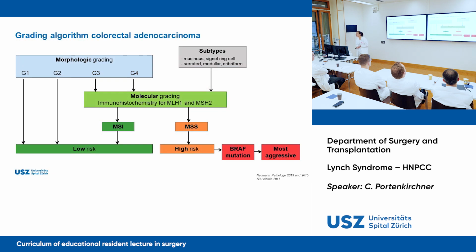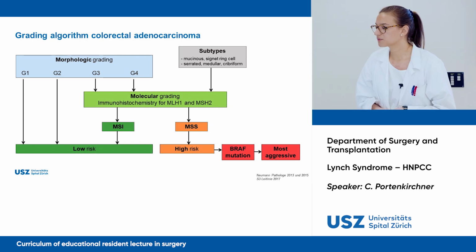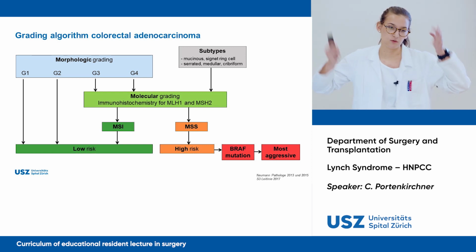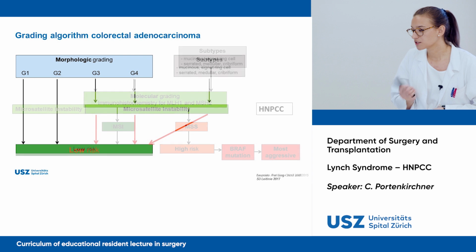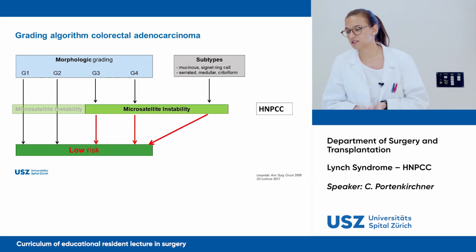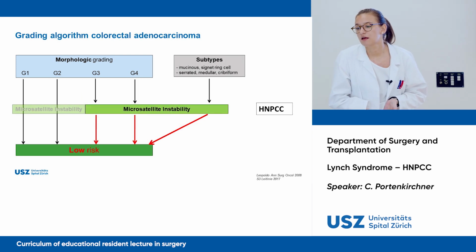We're now having a closer look at the grading, because it's really important, and I want to get this into your heads. If we have a patient with Lynch syndrome, the tumor is microsatellite unstable, and it's always a lower risk compared to colorectal cancer which is microsatellite stable, which is high risk, and BRAF is even the most aggressive, but we're not talking about this. So low risk, it's always low risk. MSI colorectal cancer, low risk.